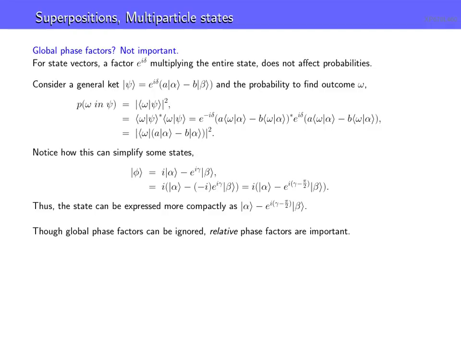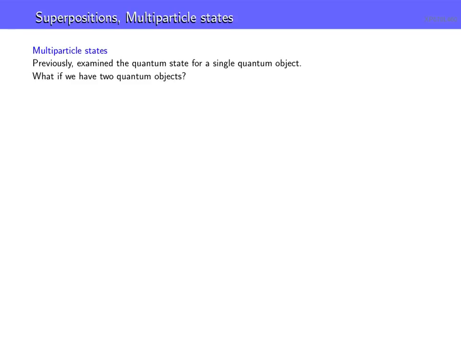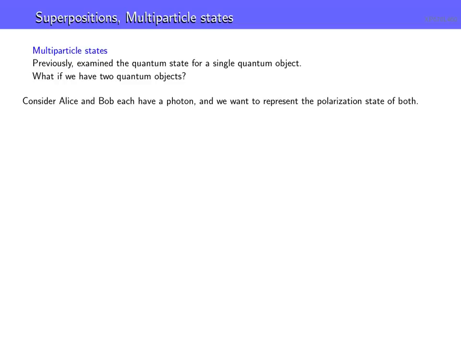Okay. Next topic is multi-particle states. So up to now we talked about single photons, say, with polarization of a single photon. What if we have 2 objects? Or n objects, but you'll see once we go to 2, it's pretty clear how to generalize this to general n, finite n, that is. So let's take Alice and Bob, and they each have a photon, and we want to represent the polarization state of each, but we want it combined as well.